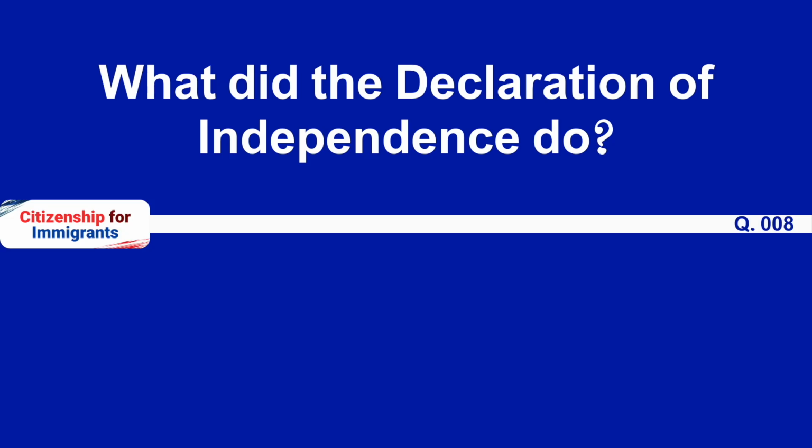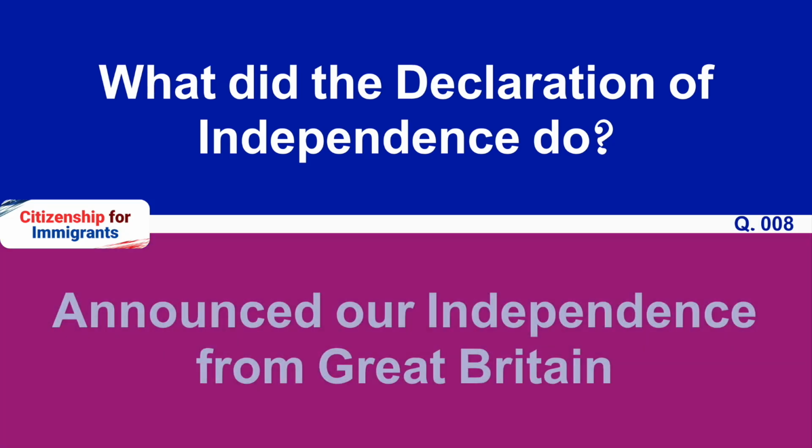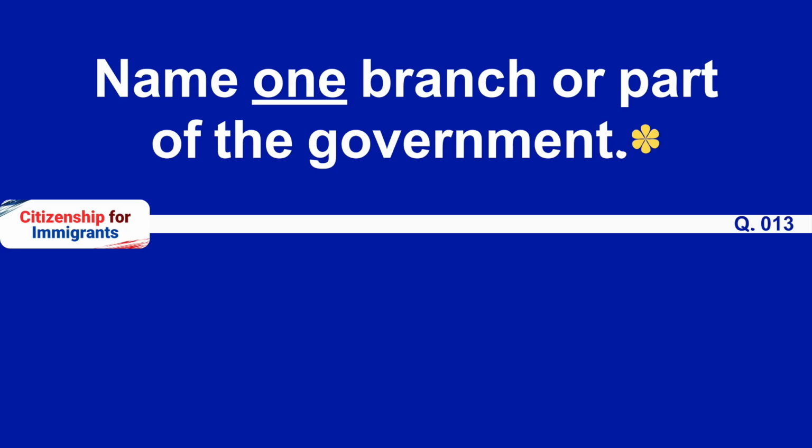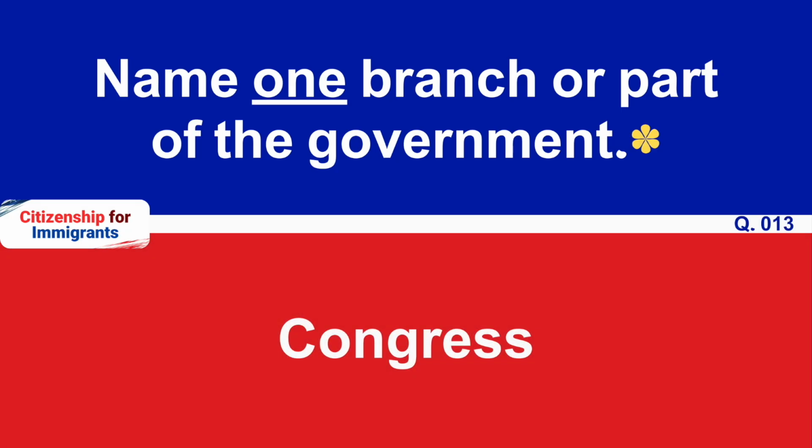What did the Declaration of Independence do? Announced our independence from Great Britain. Name one branch or part of the government. Congress.